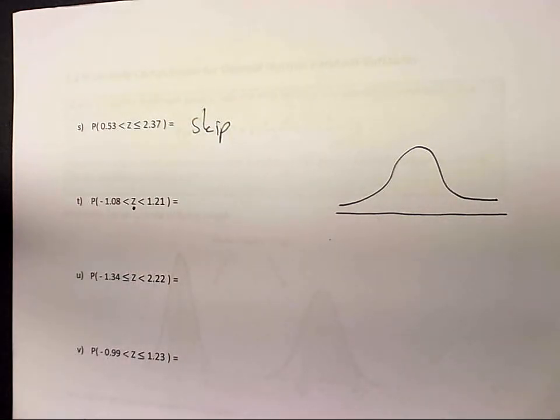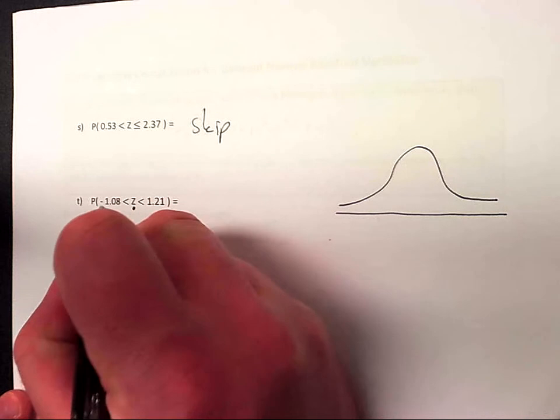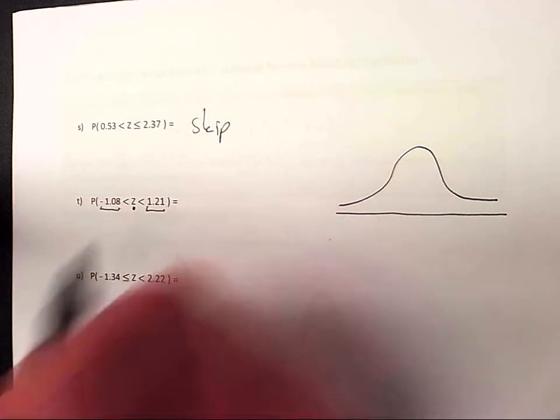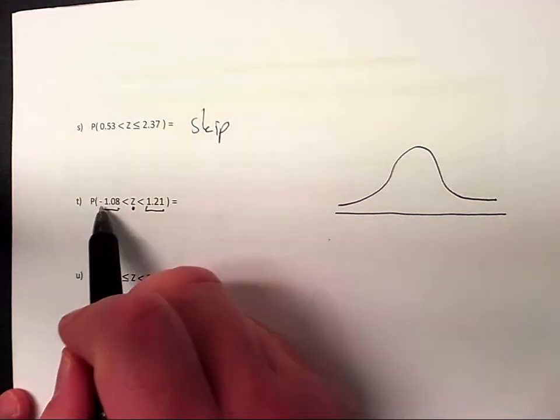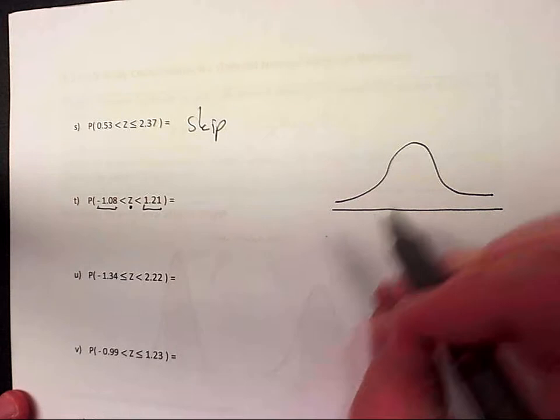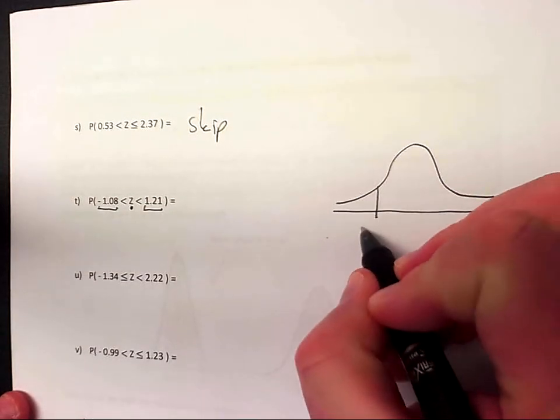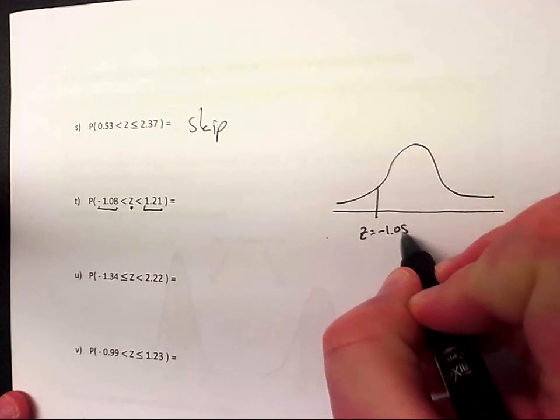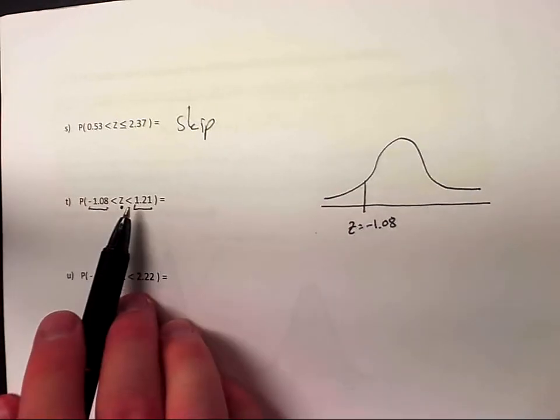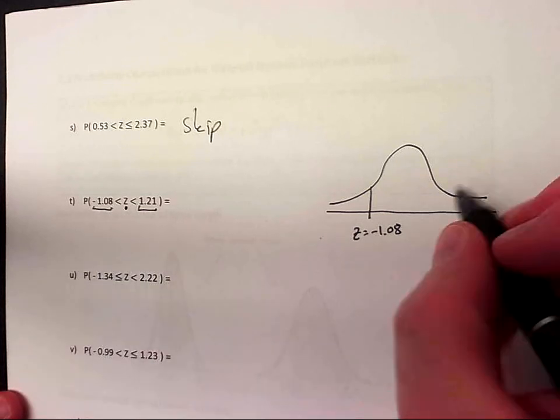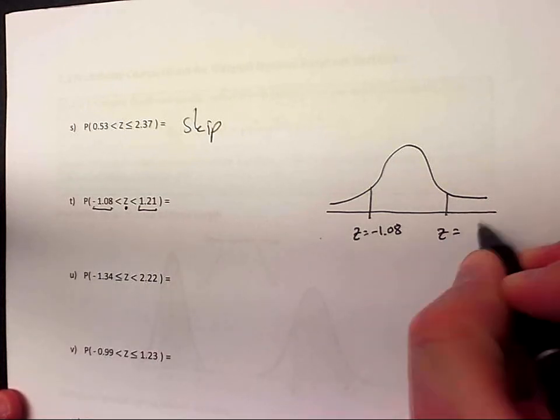Then the next thing that we did was we want to annotate these values right here on the distribution. Well, we know that a z-value that's negative is going to be below the mean, so I'm going to put the z-value of negative 1.08 over here. And a z-value that's positive, we're going to put that above the mean, so over here we're going to have a z-value of 1.12.